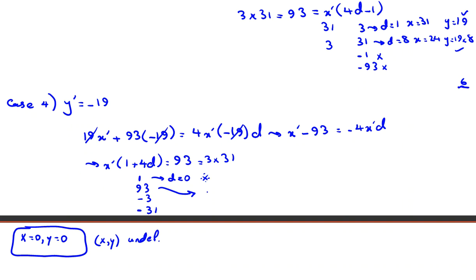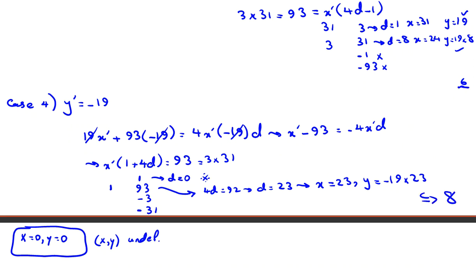So 93, then 4d will equal 92 and d equal to 23. So here we find another answer. It's 93, it will be 1. So x will be 23 and y will be negative 19 times 23. Another answer. So 6 answers, 1 answer here, 7 answers here. So we have 8 answers. So the number of answers equal to 8. So the answer of this problem is 8.